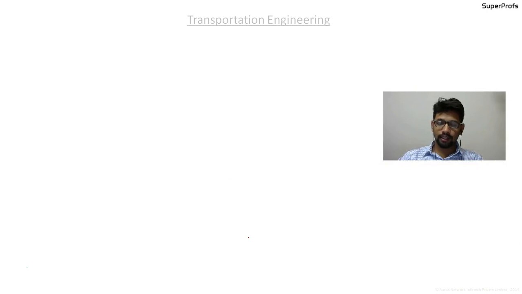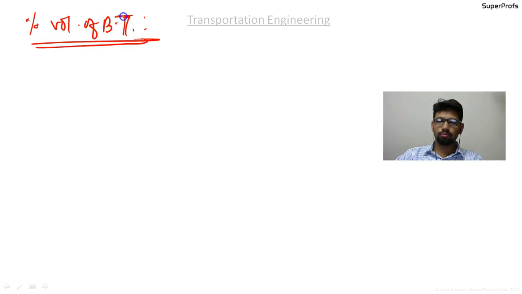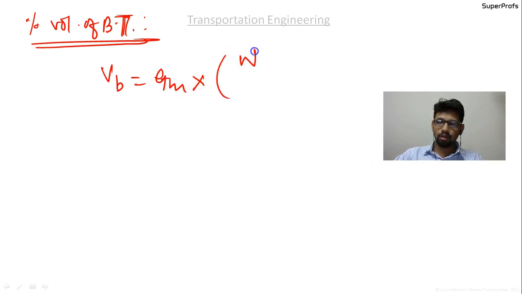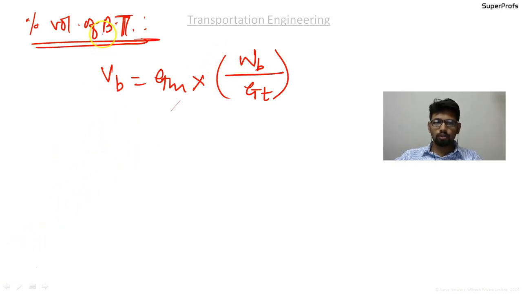So the next thing we need is the volume of bitumen, okay. Percentage volume of bitumen. So VB equal to gm, the measured specific gravity, into weight of bitumen upon the theoretical specific gravity of bitumen, okay. Okay guys, so now we know the percentage volume of bitumen and percentage volume of air voids.